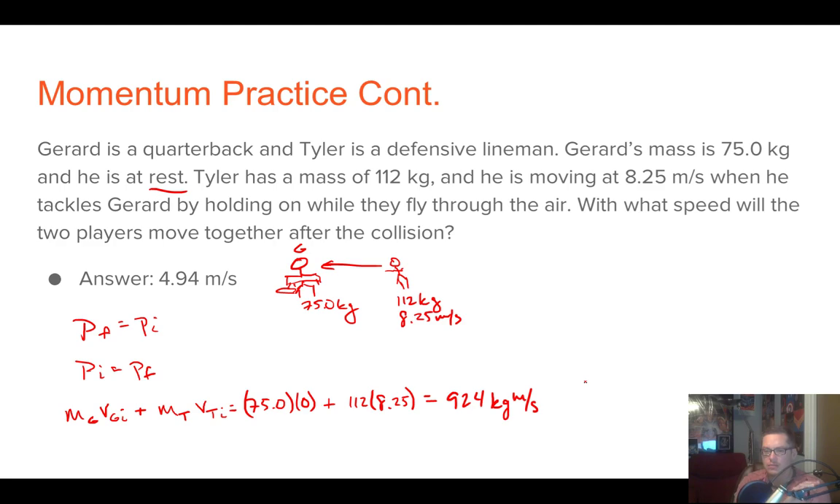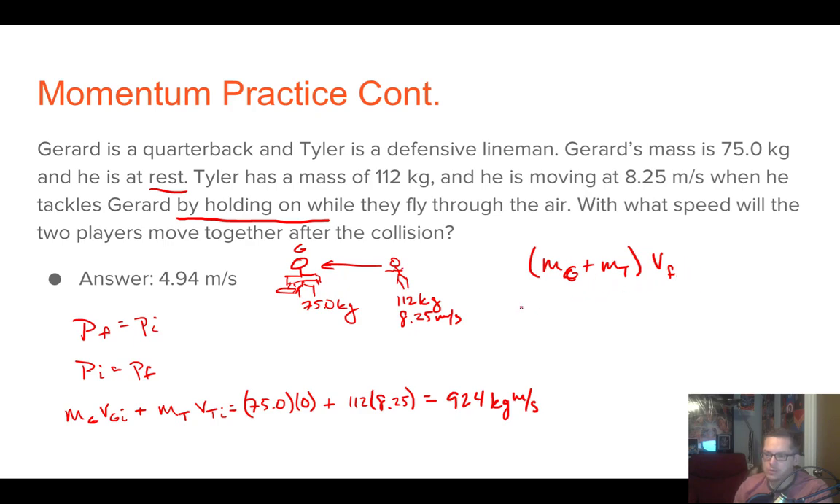All right, so that's the initial. So we know that has to equal the final momentum. Now let's think for a second. So this was our initial, but it says they hold on while they fly through the air together. Okay, so that means the final momentum is going to be mass times velocity, but our masses are going to be combined, right? The mass of Gerard plus the mass of Tyler, they're going to be combined because they held on to each other when they hit. Okay, and so that's going to be times whatever the final velocity is of this new joint mass.